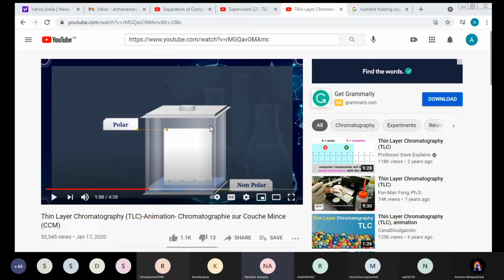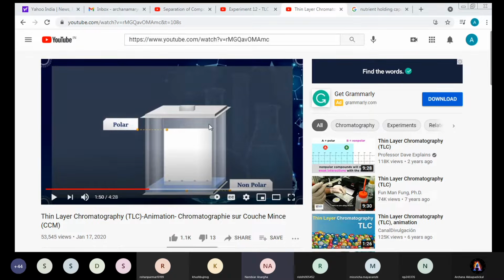gel is, Archana, please show them where the silica gel has been applied. Where the silica gel is, we should not touch there. Where we have to touch is the ends of the TLC plate, exactly where the cursor is. From there we have to hold the TLC plate.